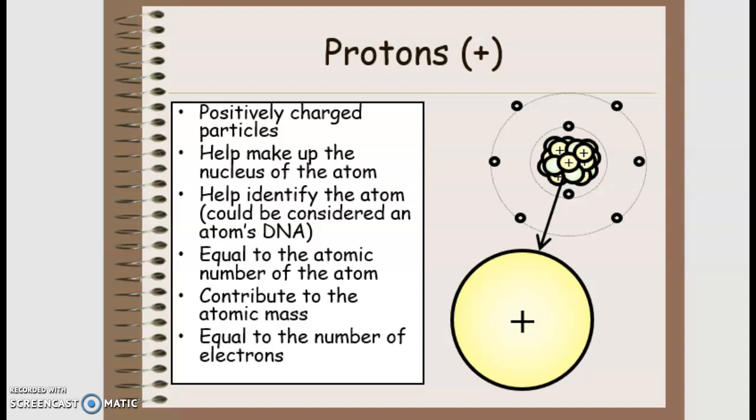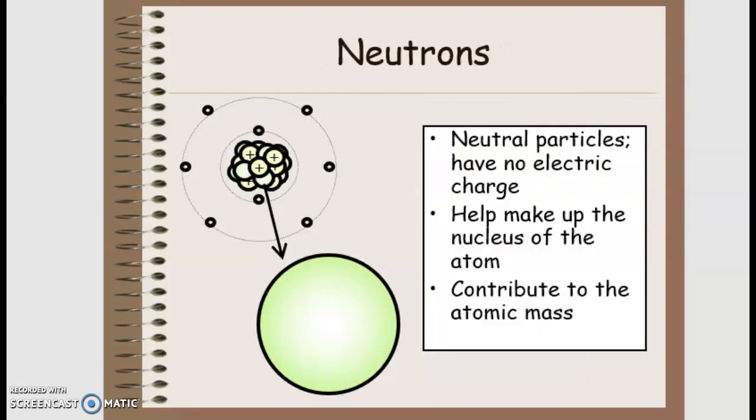Sorry about that. It says it's equal to the atomic number of the atom. We're going to look more at that tomorrow. It contributes to the atomic mass. We'll talk more about that tomorrow. And it's equal to the number of electrons that are found in the atom, because protons are positive, and you have an equal number of negative electrons. So that is just something that they know for a fact.